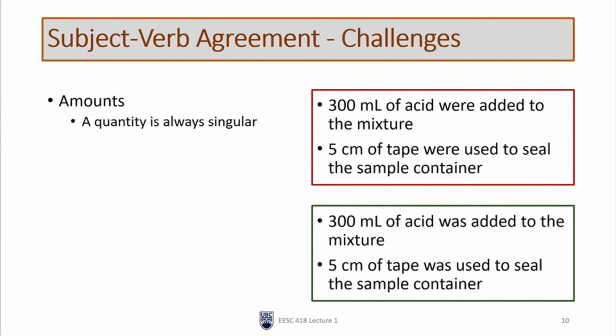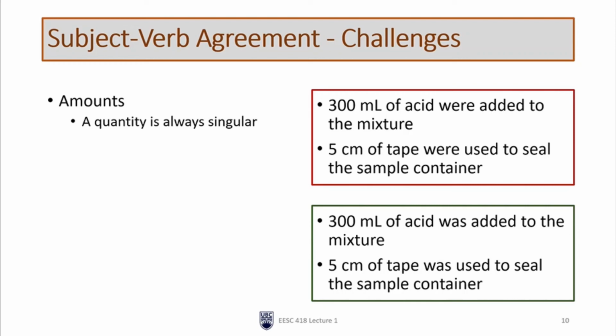Amounts are always singular, anything with a quantity. It doesn't matter how it sounds out loud or what you're talking about. If it's an amount, it is singular. So, 300 milliliters of acid were added to the mixture. That actually sounds okay to my ears, even though the correct version is 300 milliliters of acid was added to the mixture. It doesn't matter how much, whether it's a fraction or some number greater than 1, it's always going to be singular.